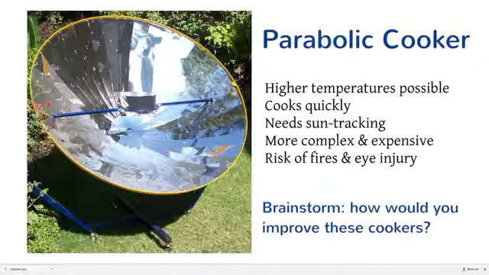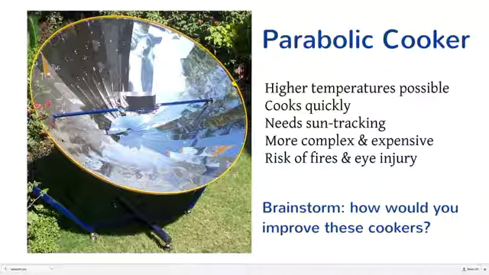If you think about this from a system level perspective, how much energy is going in, how much energy is actually being used to do work. In this case, work being to cook some food. So very high temperatures are possible. It cooks quickly. It needs sun tracking. As you saw in the video, the way to turn it off is to point it away from the sun, so you're not cooking anything. Which means that if you want to cook something over a very long time, you need to track the sun. This is something we will come back to again and again.